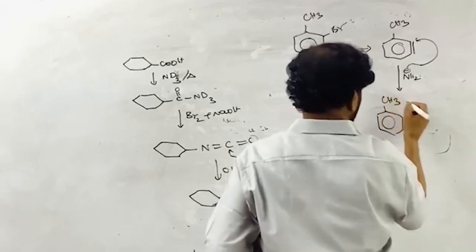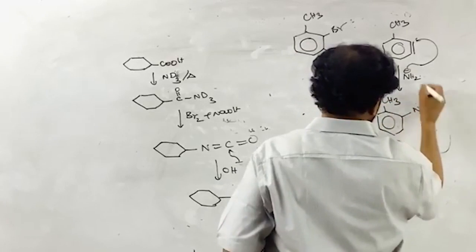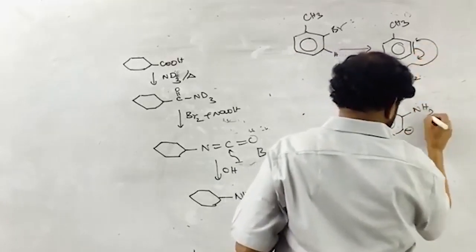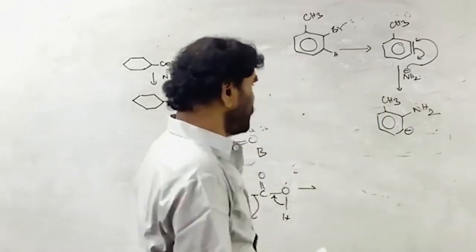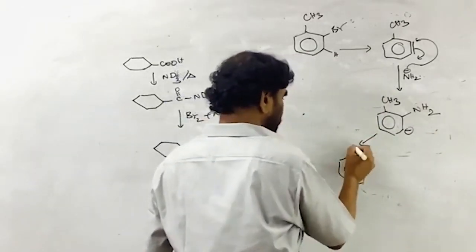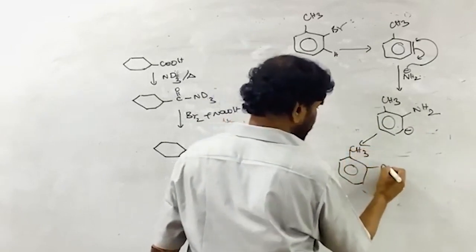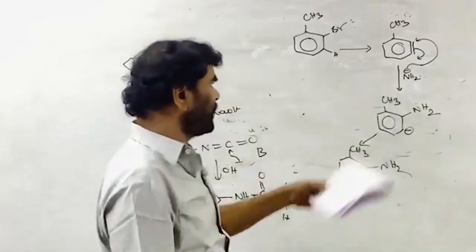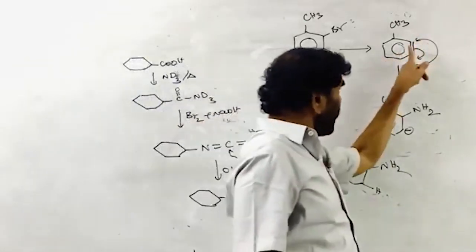Then this comes here. This is the NH2. This is a negative charge. Now it is converted into this, the benzyne mechanism. This is the hydrogen. I have shown this one. Why the other way? I told you.